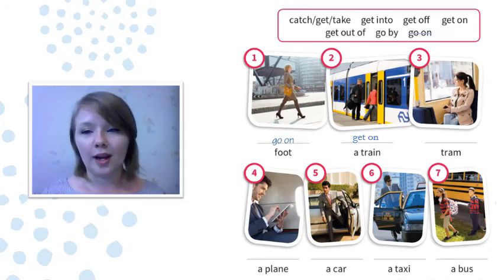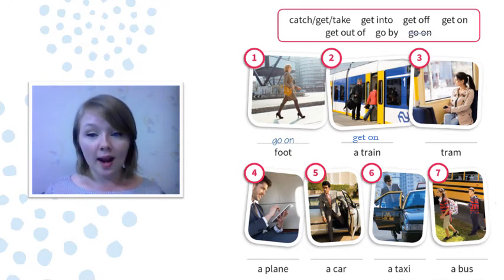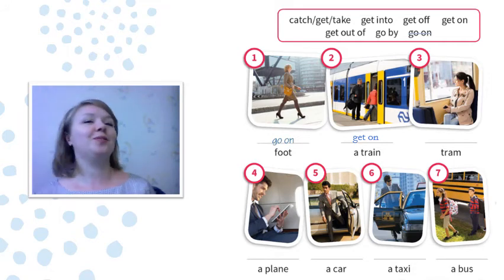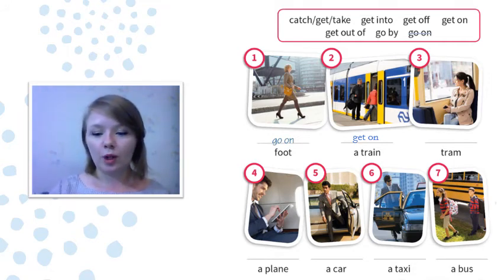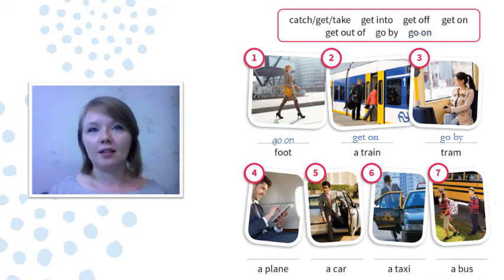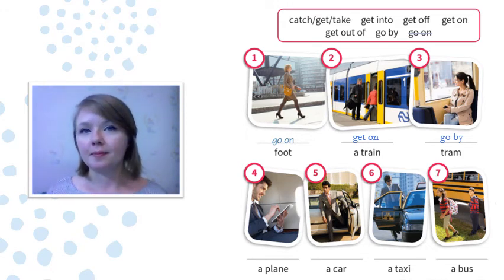Let's look at number 3. Here we have a tram, which is like an above ground subway, kind of. So for a tram, we would say go by. Go by tram. Oh, I'm going by tram to the park.